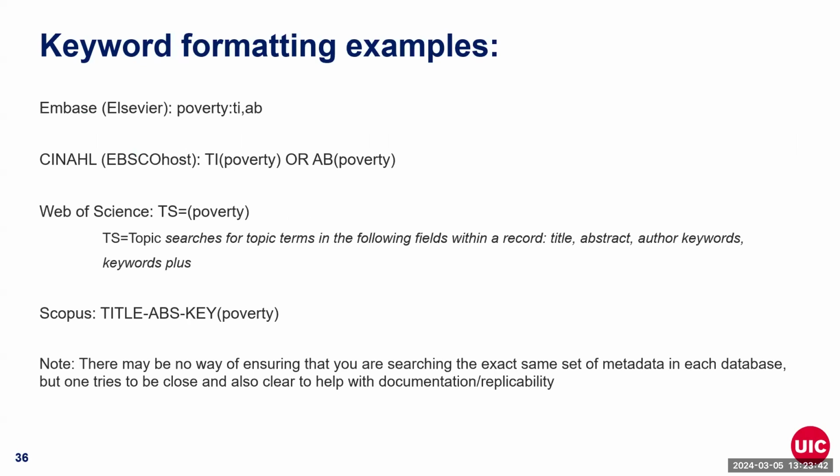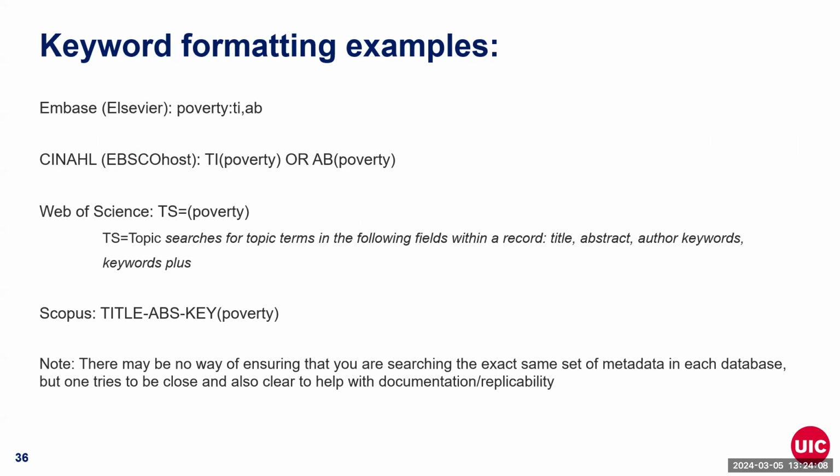So here are some keyword formatting examples. We're using one of our keywords, poverty, in this example. In the Embase Elsevier platform, we do poverty, TI, AB. So we're searching both the title and the abstract fields. Even though they're separate field codes, it makes it easy to say this keyword in both of them at the same time.